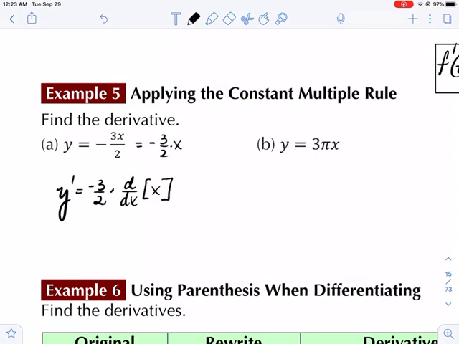So the derivative with respect to x of x is just 1, so we now have y prime is equal to negative 3/2 times 1. So we get y prime is equal to negative 3/2.